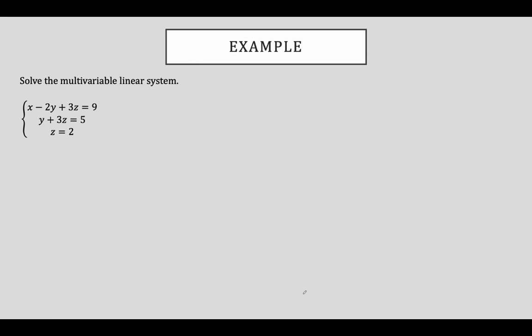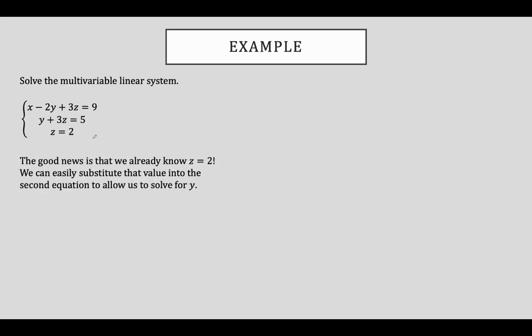Solve the multivariable linear system. And if you're wondering why we call these linear systems, it's because the degree or the power of each variable is 1. Here, we have x minus 2y plus 3z is equal to 9, y plus 3z is equal to 5, and z is equal to 2. So notice that we have three variables in this system. The good news, here we already know that z is equal to 2.